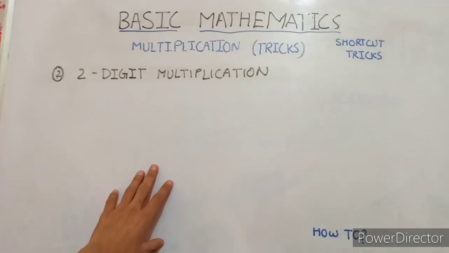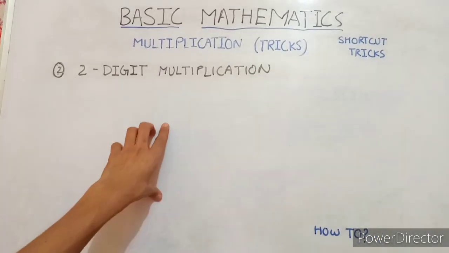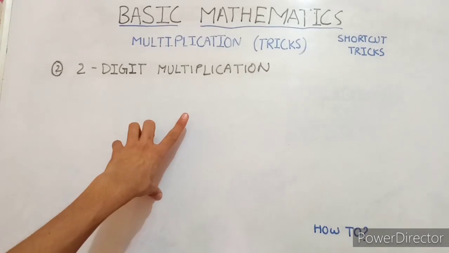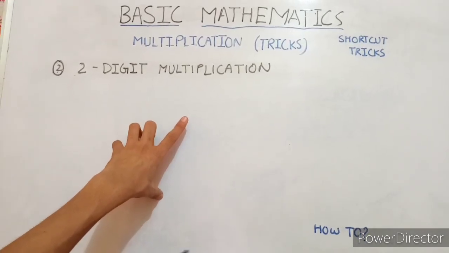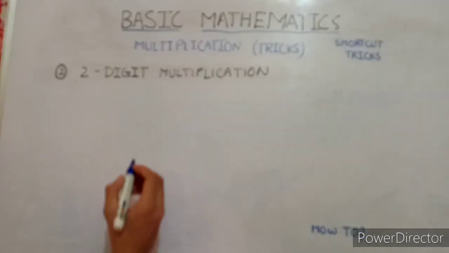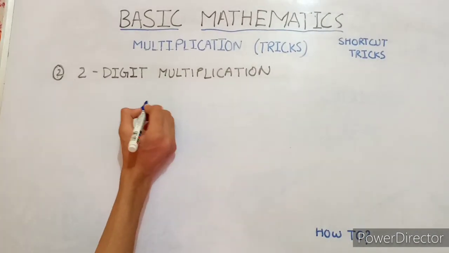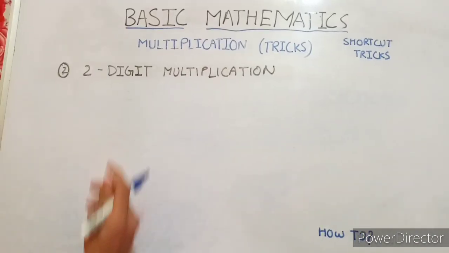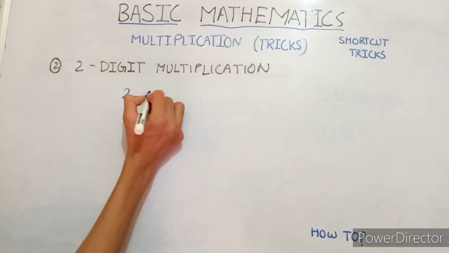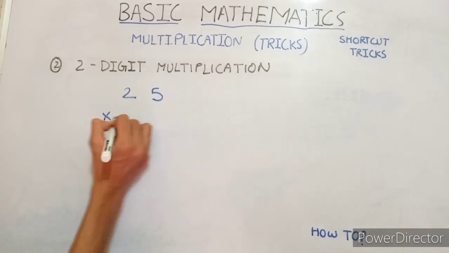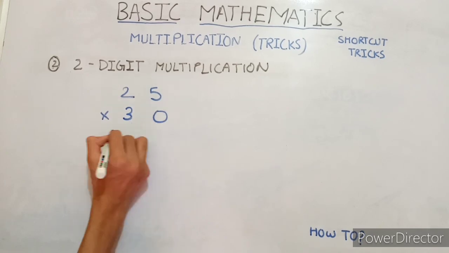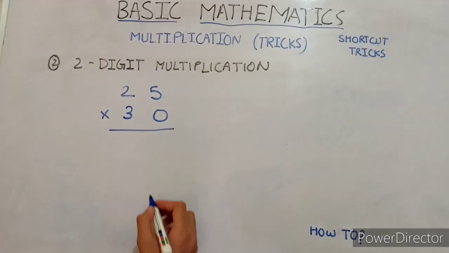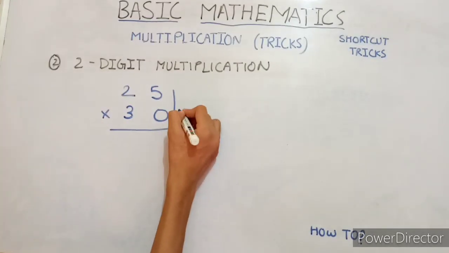Now let's see the second trick. This trick is applicable for 2-digit numbers. Okay, so let's take the first example. Let us see 25 into 30. So now first what you have to do is multiply these two numbers.